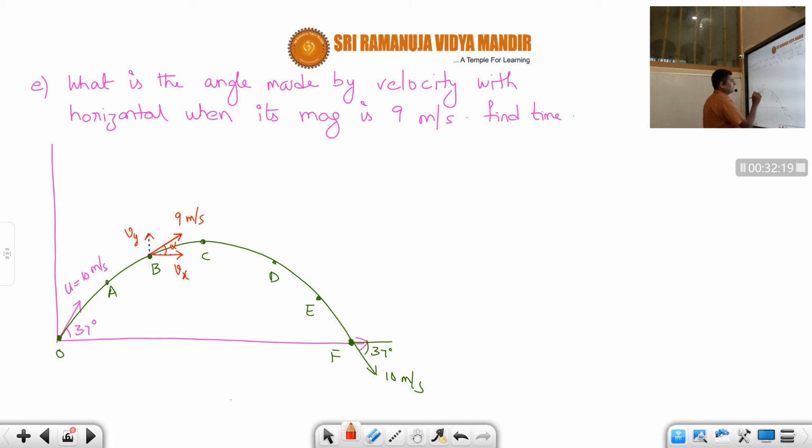Now, what is the x component? Just like in vectors we have studied, this is 9, this is alpha. So this component will be 9 cos alpha, correct or not? Same way Vy is equal to 9 sin alpha. Now they are asking what is this angle? As usual we will take the x direction, right side, as positive, and the y direction upward as positive.